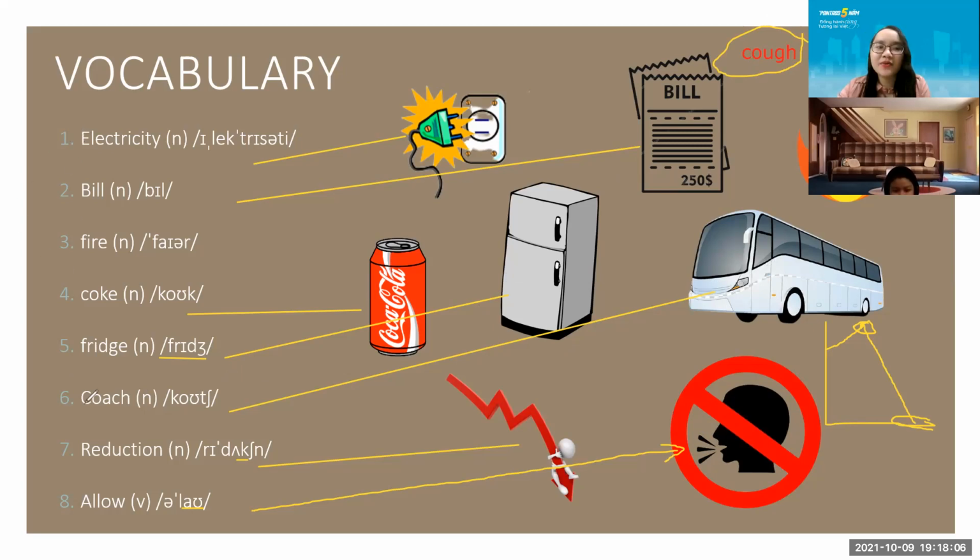Okay, from number 1 to number 8, please read aloud again. From the first word. Electricity. Okay, a little faster. Electricity. Thank you. Good. Number 2. Bill. Okay, that's good. Very good. Number 3. Fire. Fire, good. Number 4.